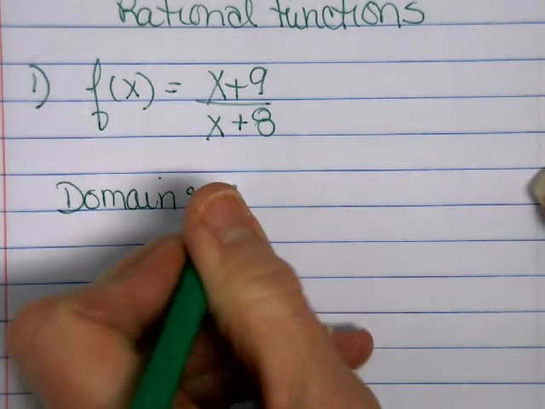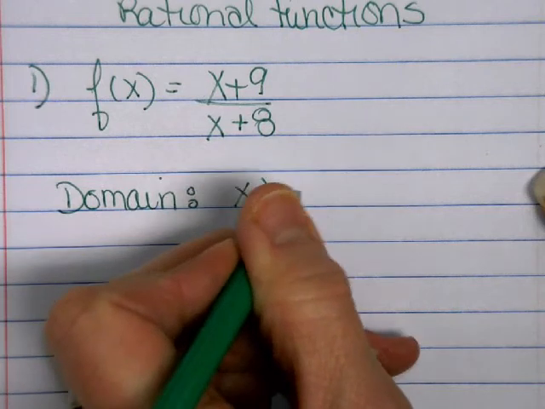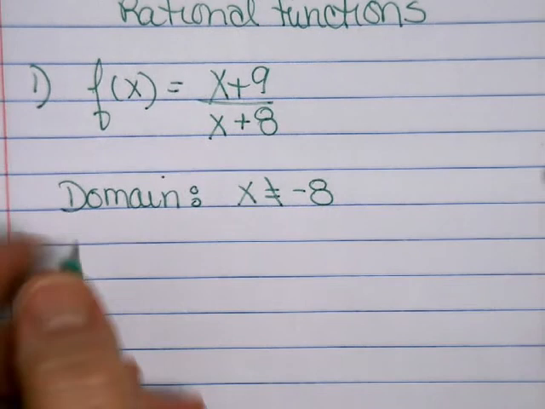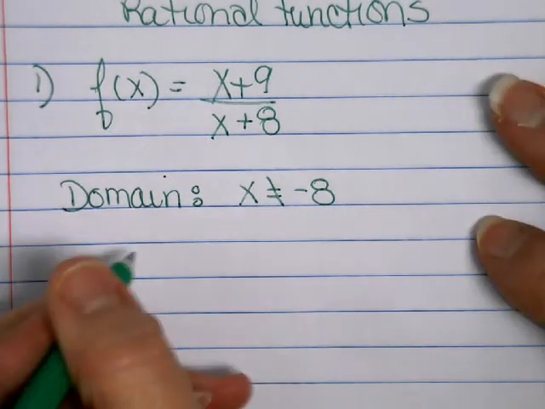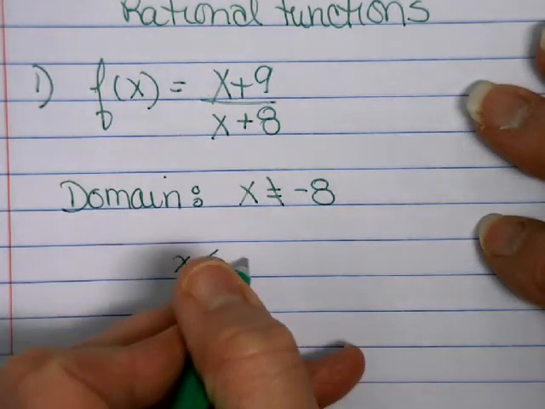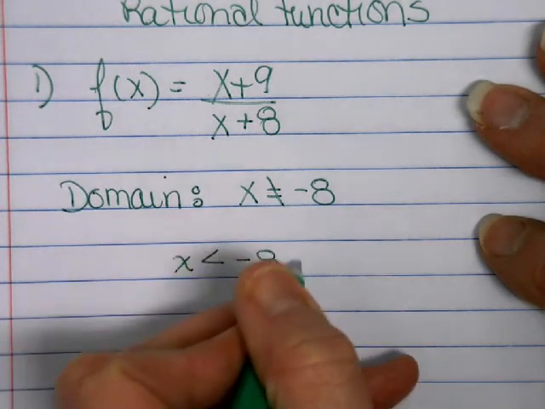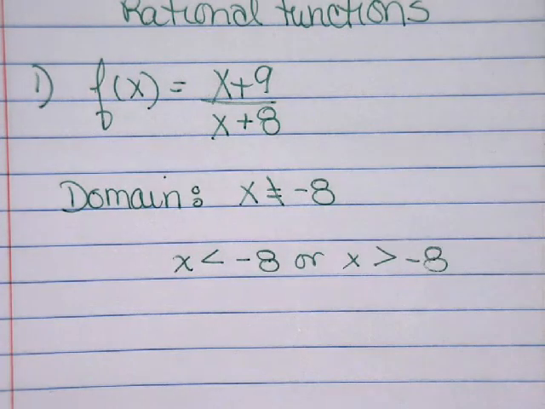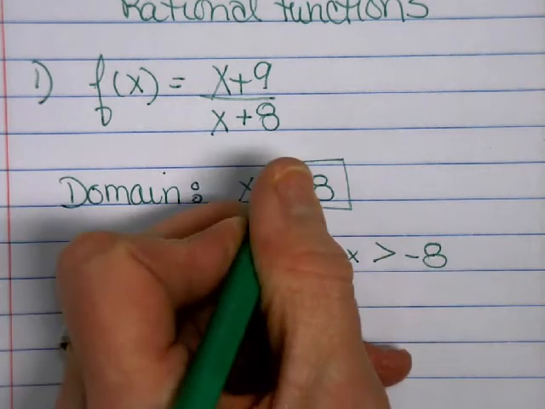The domain is all but what makes the denominator 0. Do you remember that? I did the set notation first. This is set notation. I just pulled it out and had the not equal to sign. And then they're going to have you put in the inequality notation. X is less than negative 8, or x is greater than negative 8.